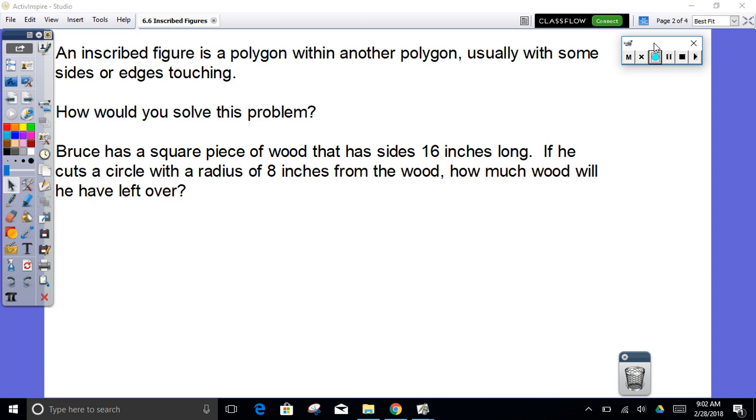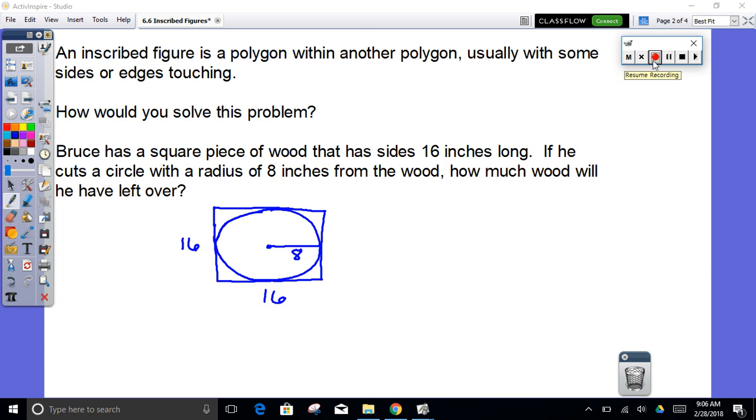So I have a problem up here to think about to start with. Bruce has a square piece of wood that has sides 16 inches long. If he cuts a circle with a radius of 8 inches from the wood, how much wood will he have left over? I want you to take a minute and try to draw a picture of what that is saying. So what would that look like if he has a square piece of wood with sides 16 inches long and a circle with a radius of 8 inches that he's cutting from the wood?